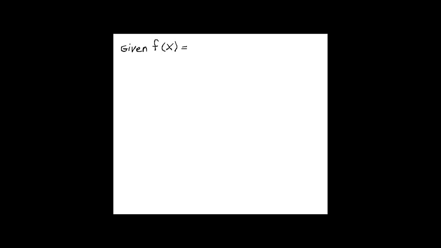We have a function in terms of x. We have 5x to the power of 2 minus 4x minus 10, and you want to find the first part, which is f of minus 2.